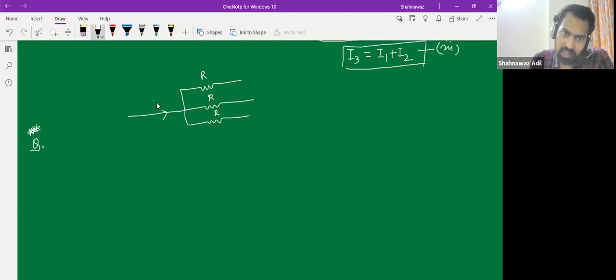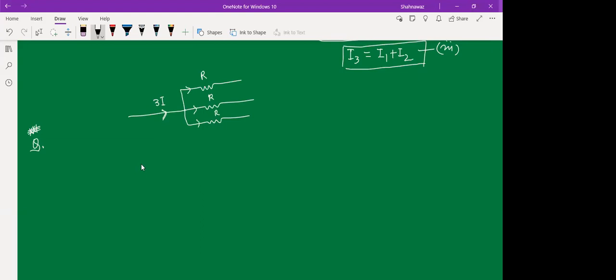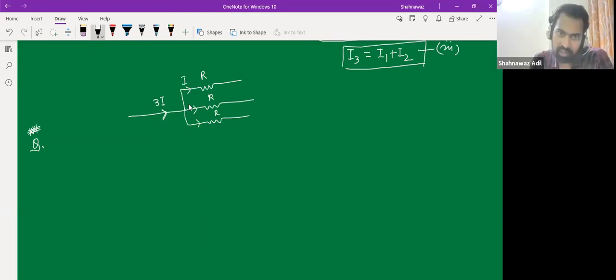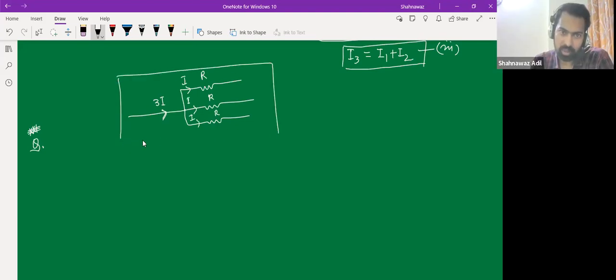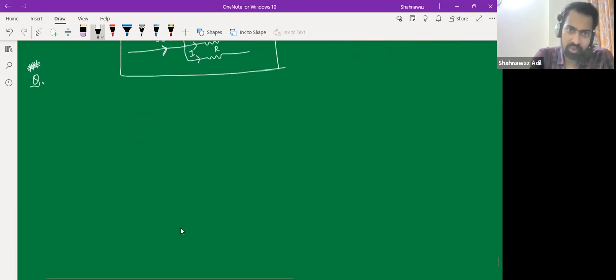Let's say that 3I current is going from here. How much current would be here, here, and here? I each, right? So this is what we call symmetry problems. Whenever we have the same kind of thing, the division is equal. So we will use this property. Let me draw the question for you.